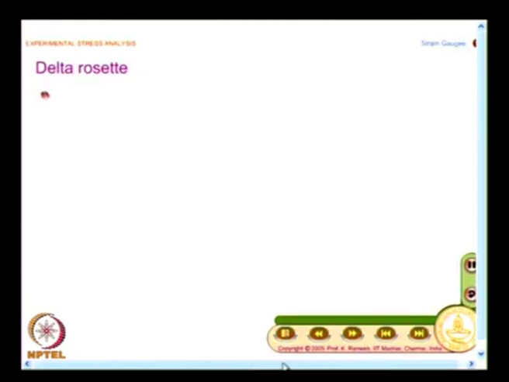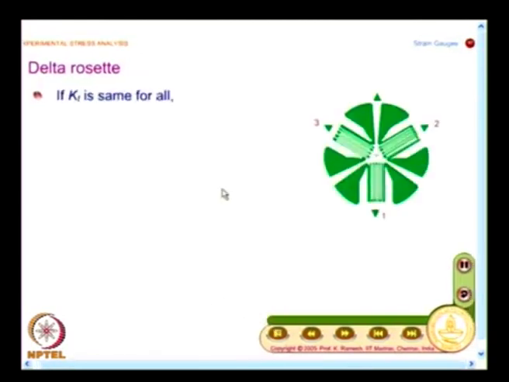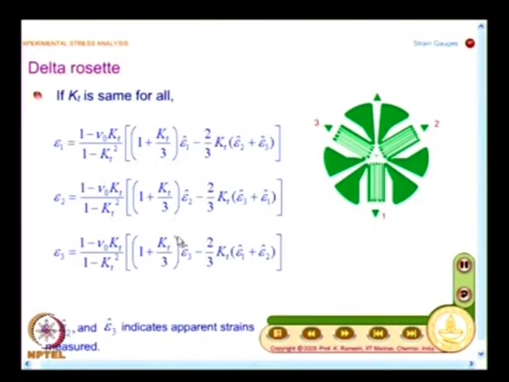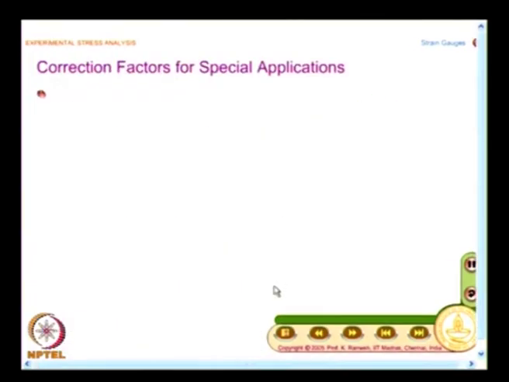And you also have expressions for delta rosette, you can just have a look at it, you do not have to write them. The idea is to show such expressions do exist. These are very complex and we need to look at other aspects of strain gauge instrumentation. So, we save time and go to the next topic. You do have expressions for rosettes too, on how to account for the transverse sensitivity effects.